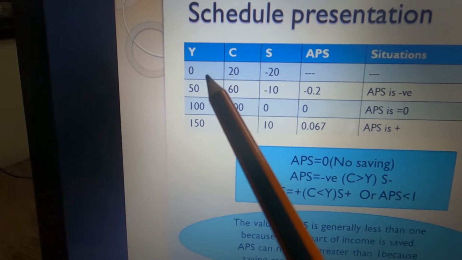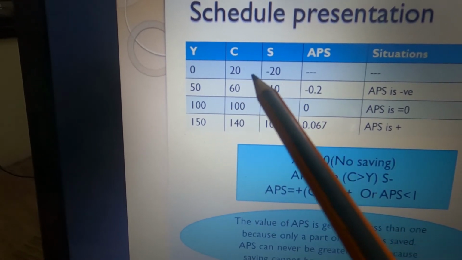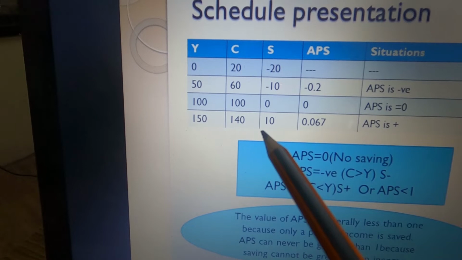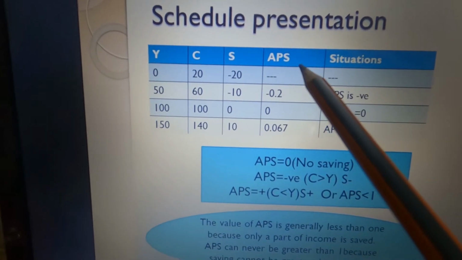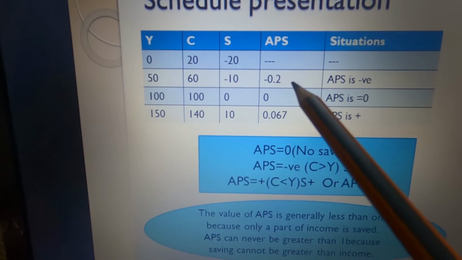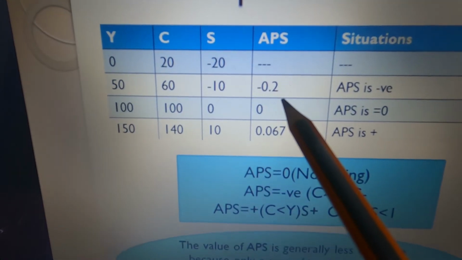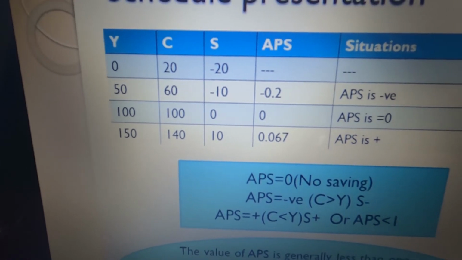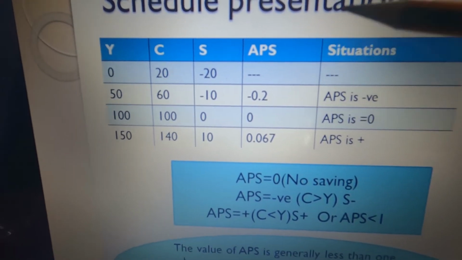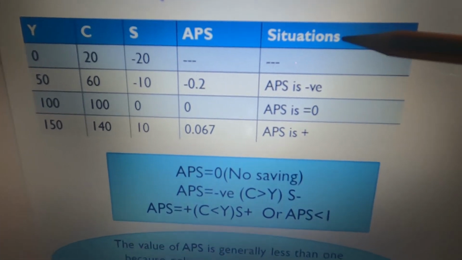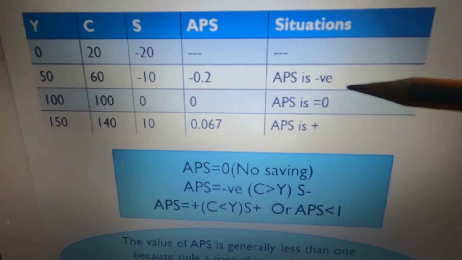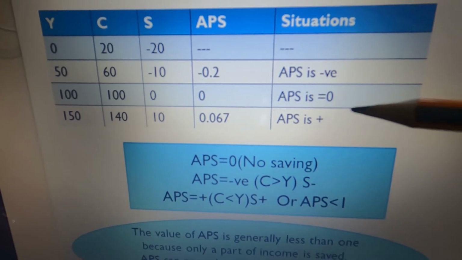So, we are getting here, 0 minus 20 will be minus 20. 50 minus 60 will be minus 10. Like this, we have to calculate. Then APS, you go for it. APS is S upon Y. So we are getting like this. It is minus 0.2 and 0 and 0.06. Now, again, in this, we will get situations like this. APS is negative, APS is 0, and APS is positive.